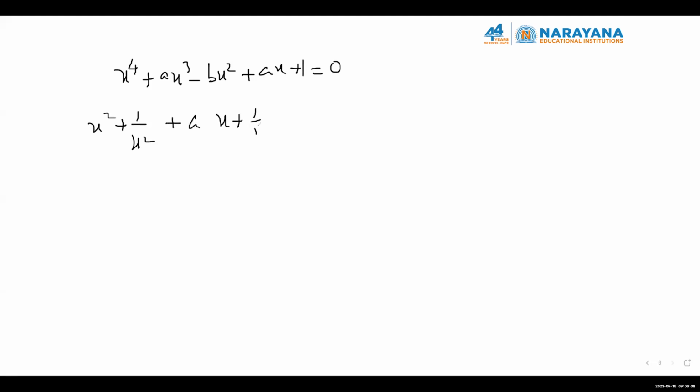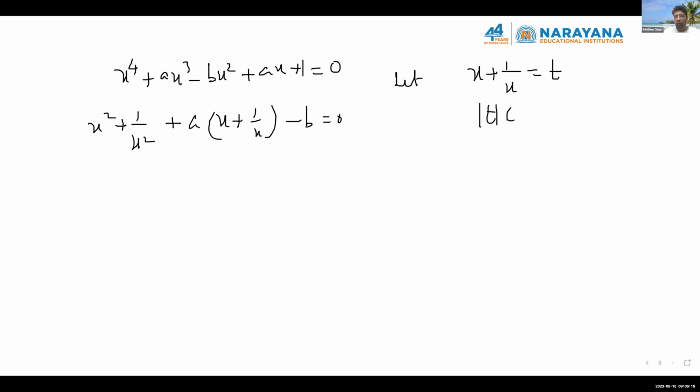A into x plus 1 by x minus b. So let me substitute x plus 1 by x as t. What is the condition on t? The magnitude of t is always greater than or equal to 2. This is the precondition. So this is t square plus at plus something. Is that clear? Now this is a quadratic, and in this quadratic, what do we require? We require at least one root, that means at least one value of t should be greater than 2. Where is its vertex? Its vertex is at minus a by 2.